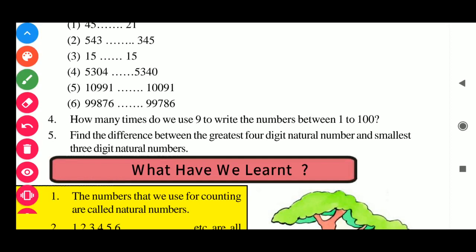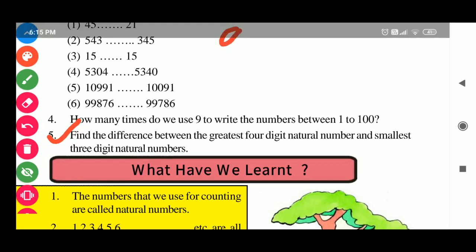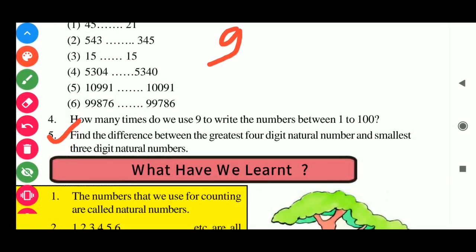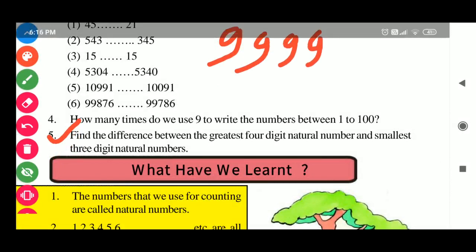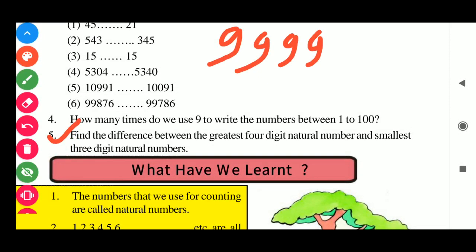Now come to question number 5. Find the difference between the greatest 4-digit natural number and the smallest 3-digit natural number. First of all, write the greatest 4-digit number, that is 9, 9, 9 and 9. And the smallest 3-digit number is 100 only.